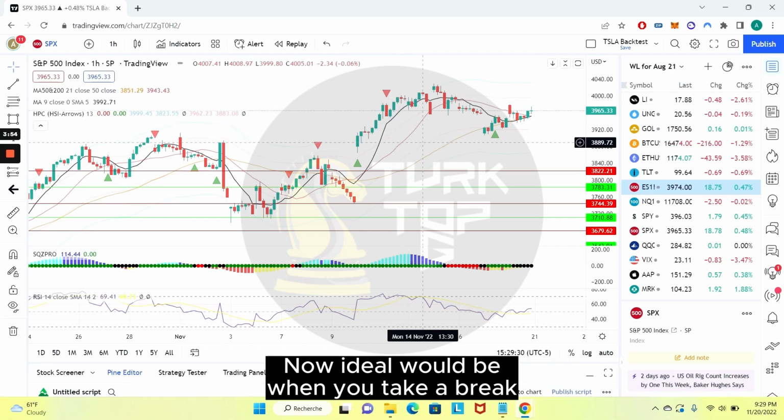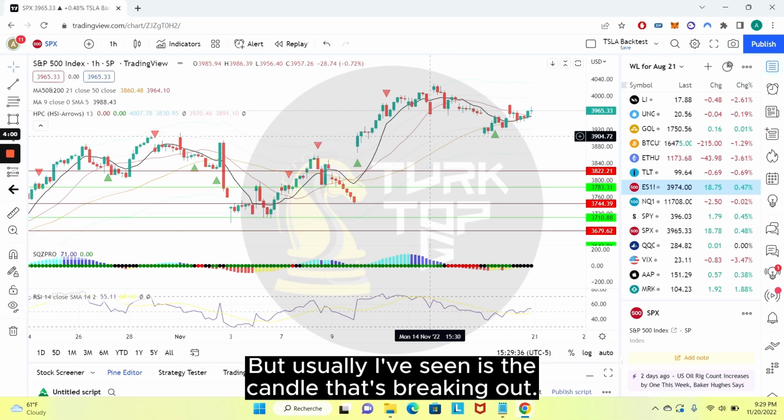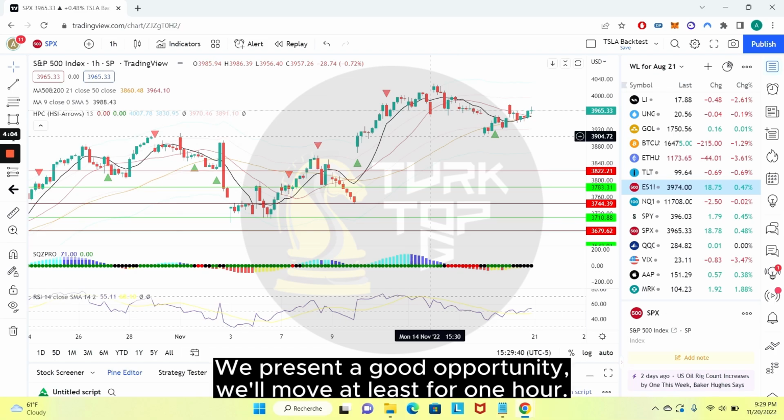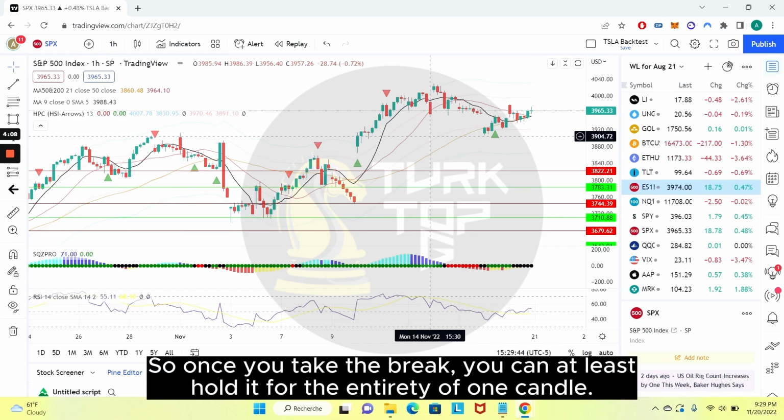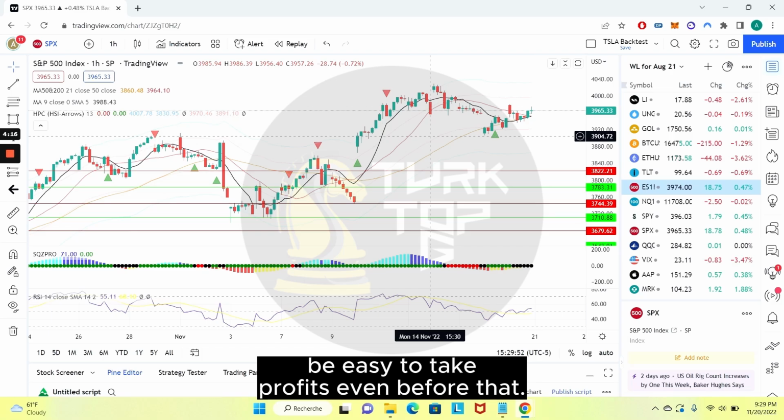Now, ideal would be when you take a break above this, you will do it to the next level. But usually what I've seen is the candle that's breaking out will present a good opportunity, will move at least for 1 hour. So once you take the break, you can at least hold it for the entirety of one candle. However, how fast SPX moves, I think it would be easy to take profits even before that.